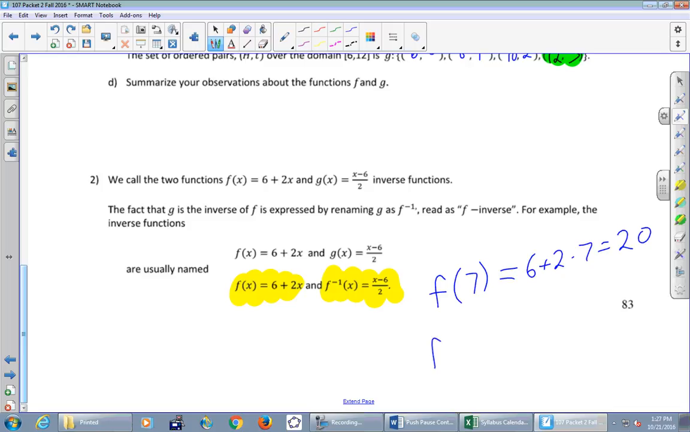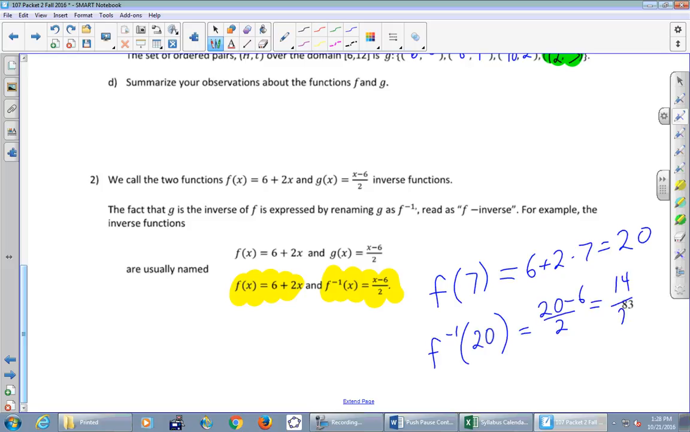F inverse, brand new notation. Go ahead and write this here. And what I'm going to do is put a number in here. Anybody know what number we're putting in? It's a 20. Putting a 20 in there. Let's see what happens. This formula is x minus 6 over 2. So 20 minus 6 over 2.